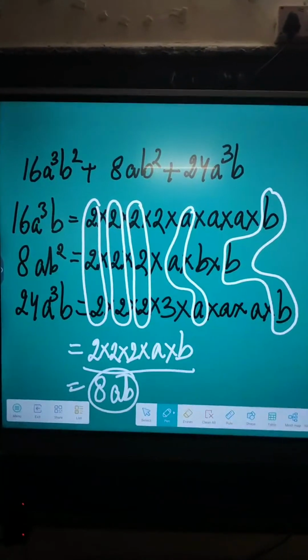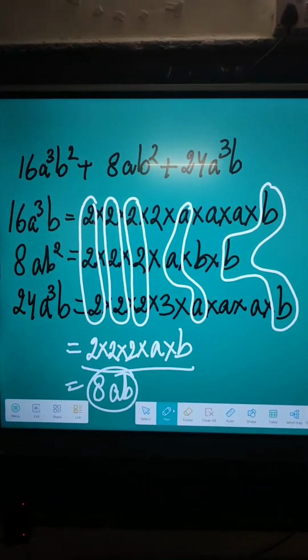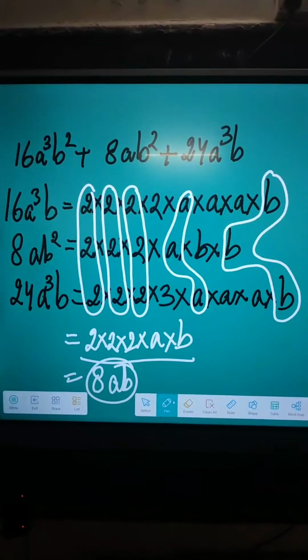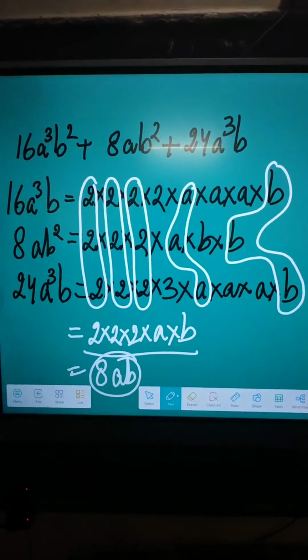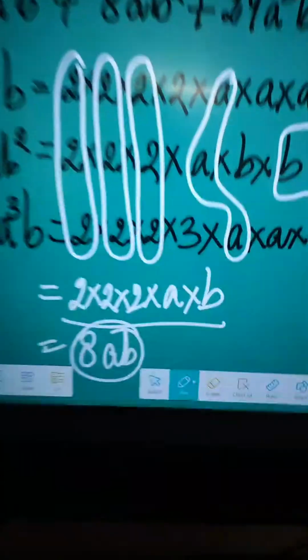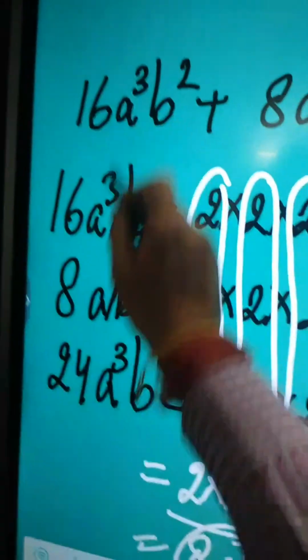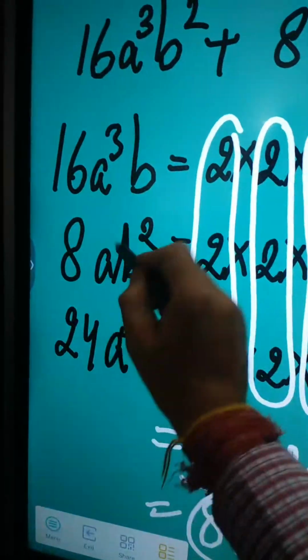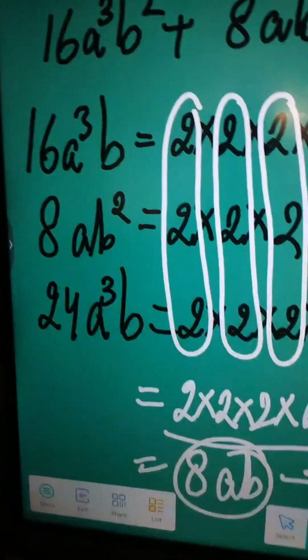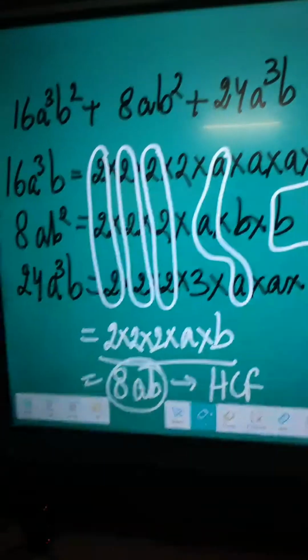Here you can pause and take a screenshot of this, and I am moving ahead. After that, the HCF which I have got, this is the HCF. Now this HCF should divide all the terms. When you divide all of them, you will get some numbers which are kept inside the bracket.